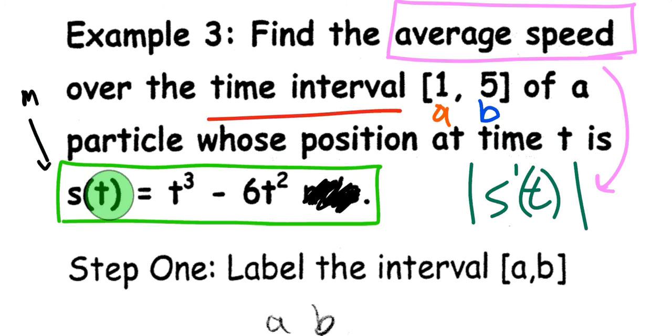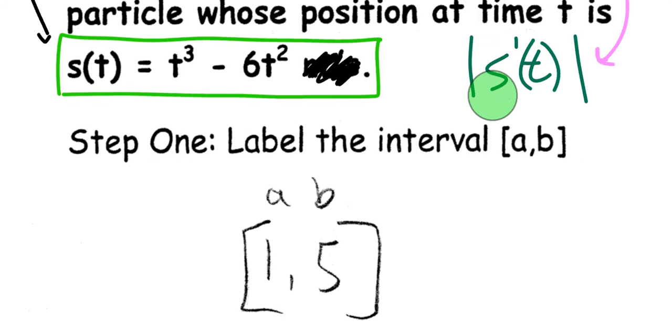the derivative of position is velocity, so s prime of t, but taking the absolute value of that will give us speed. So we want to figure out the average speed of this particle, and we're given its position equation, which again is in meters. The units for speed would be meters per second, and it's from 1 to 5 seconds. So how do we do this? Well, let's just follow the steps we've been doing before to get to the right answer.